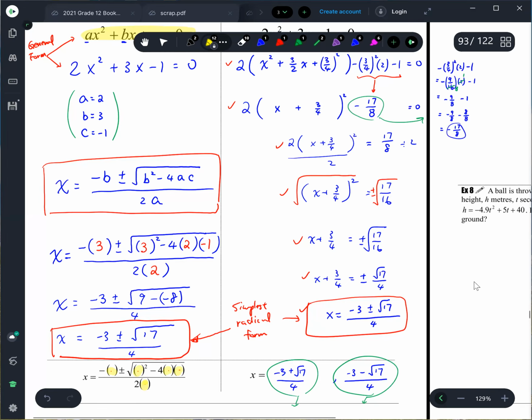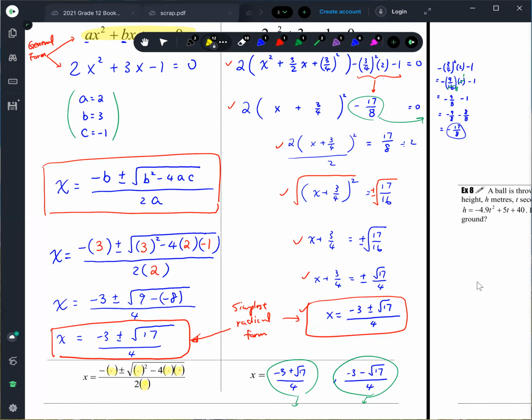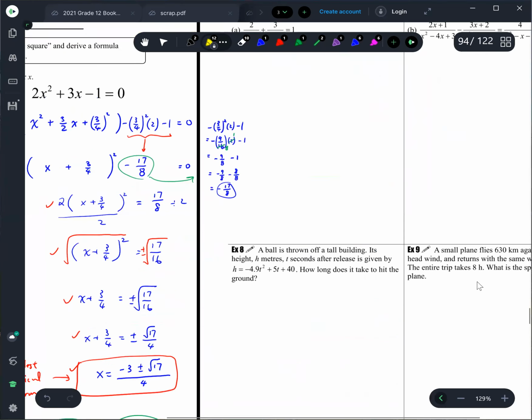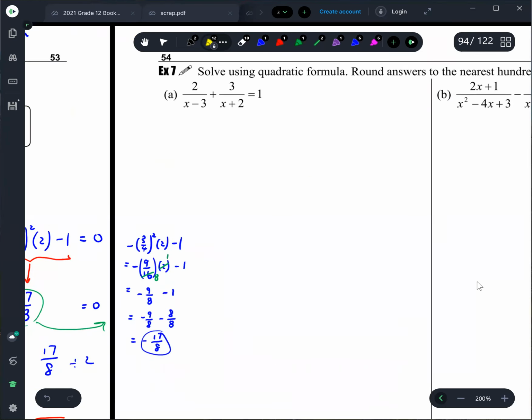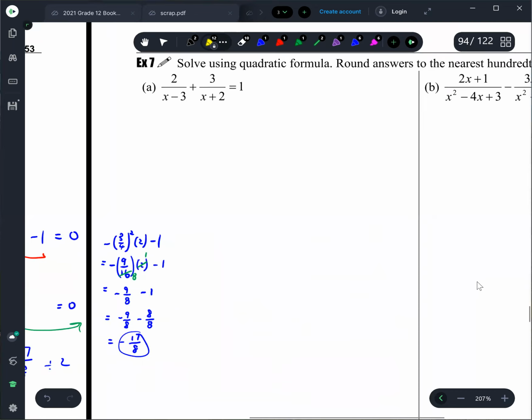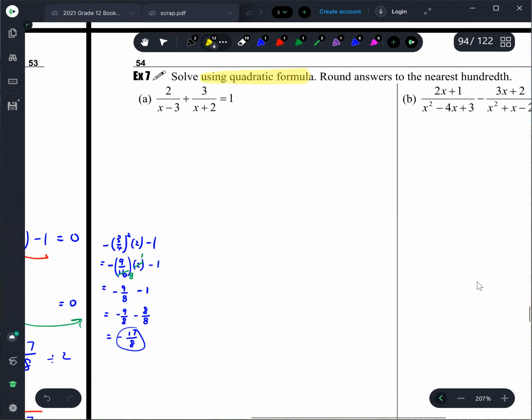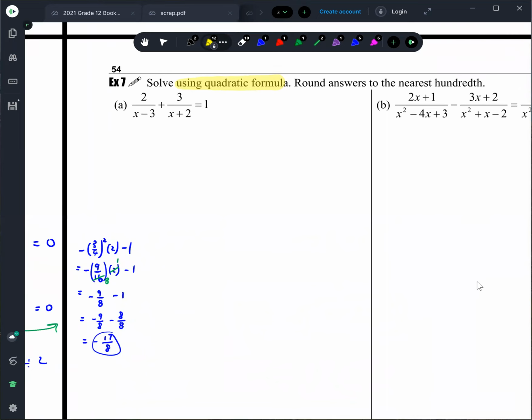Okay. So we're going to try one more question, but this time we are not using completing the square. We want to use the formula. So let's go to the next page. We are going to do question 7a. It tells you to use the quadratic formula here, and then at the end, round the answer to the nearest hundredth. So once you use the formula, you need to tap into the calculator.